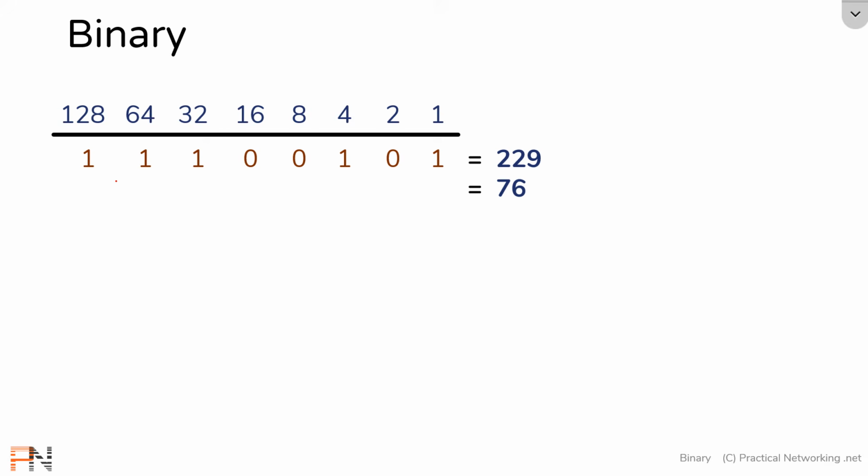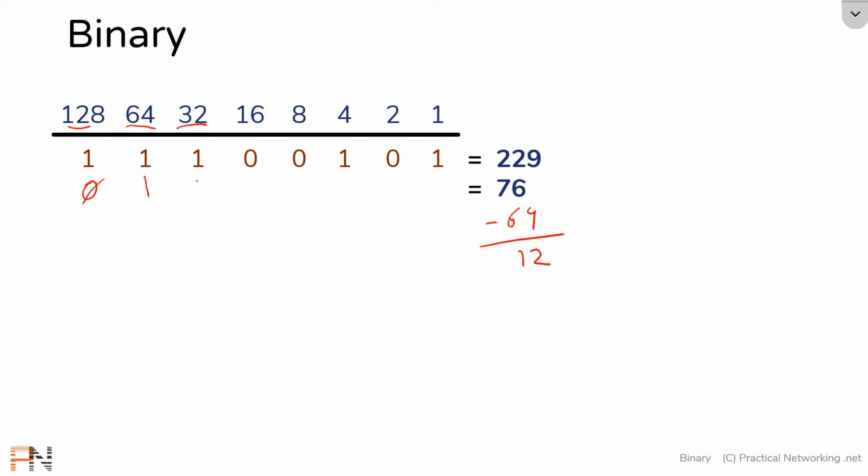This is the decimal value of 76. We'll again go through the same process, starting from the biggest. Can you subtract 128 from 76? No, you cannot, so that column is 0. Can you subtract 64 from 76? Yes, you can, so that column is a 1. We'll subtract out 64. 76 minus 64 is 12.